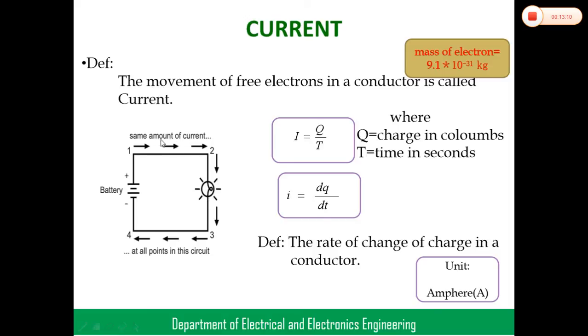In an open circuit the current becomes zero, so the current always chooses closed paths only. If the circuit is open, the current cannot flow. So that is about current.